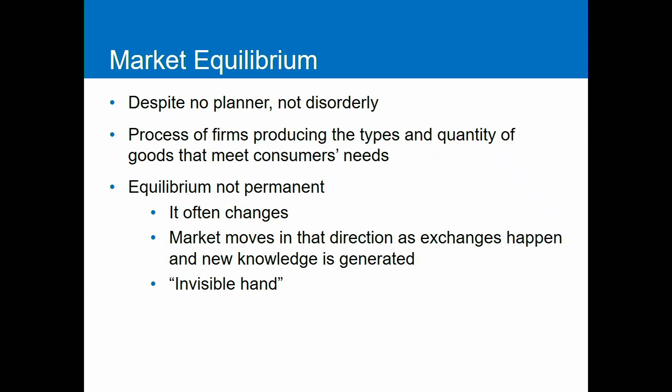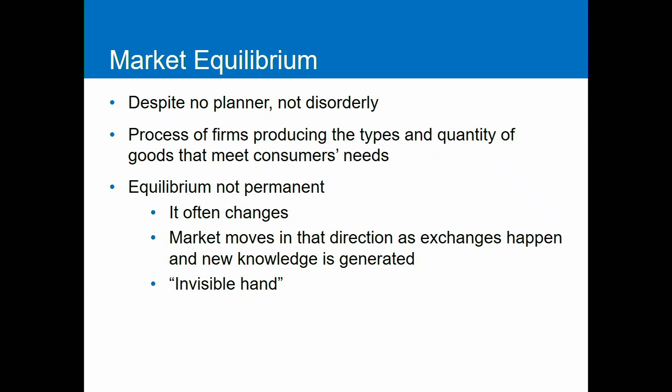As exchange happens and new knowledge is generated, what is the best way to produce a good, what price is going to get as many consumers to buy as possible while still making the firm as much money as possible. As this knowledge is generated, the market is going to move in that direction. Maybe it gets knocked out of equilibrium for a little bit, and then over time it moves back towards equilibrium as we discover more knowledge. Adam Smith referred to this as the invisible hand: markets act as if there's a planner, as if someone is watching over this, designing what to make and telling people how much to make.